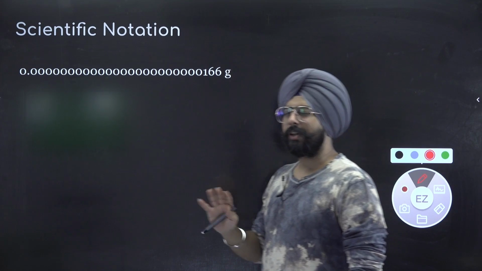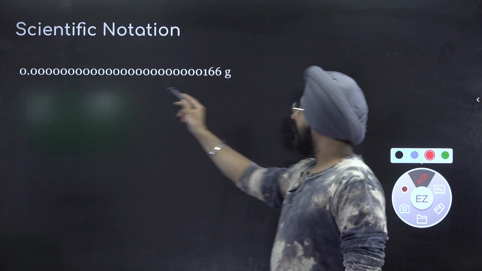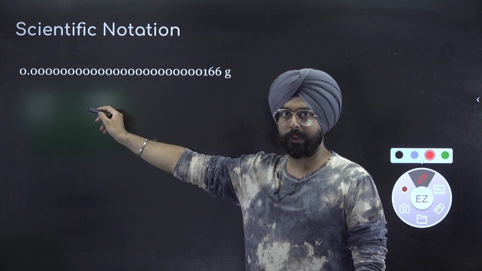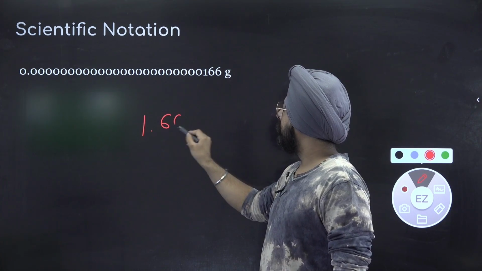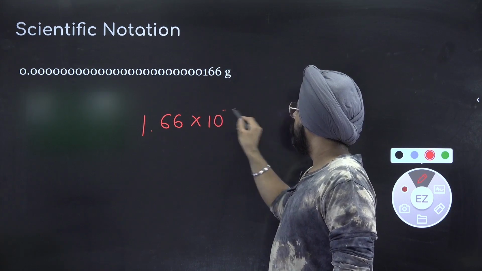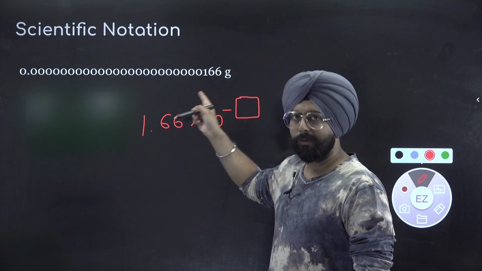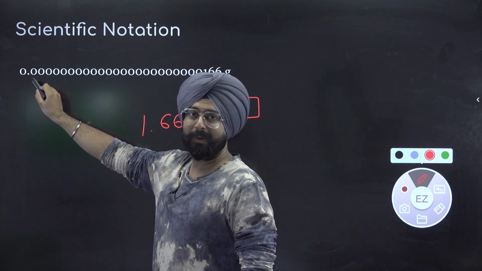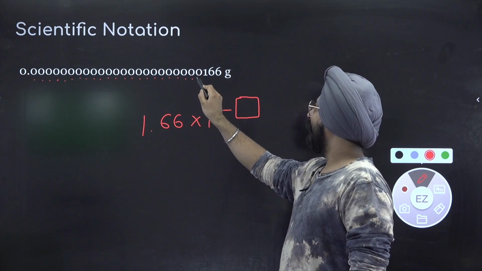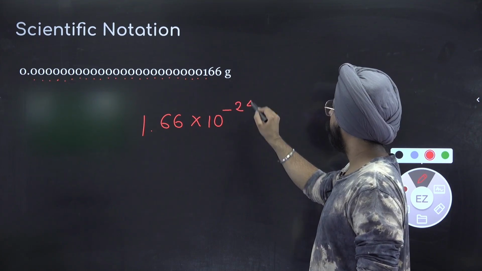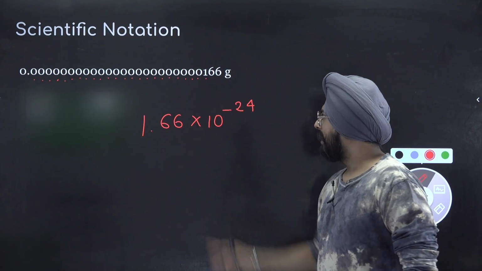I'm sure you've studied that earlier in mathematics, but let's just revise that idea once again. I can write it in a different manner. I can write it as 1.66 into 10 to the power minus, now what will come here in this box? 10 to the power minus what? Let's count. I hope we do it accurately. 1, 2, 3... minus 24. So basically you have to take it back by 24 in order to get this.